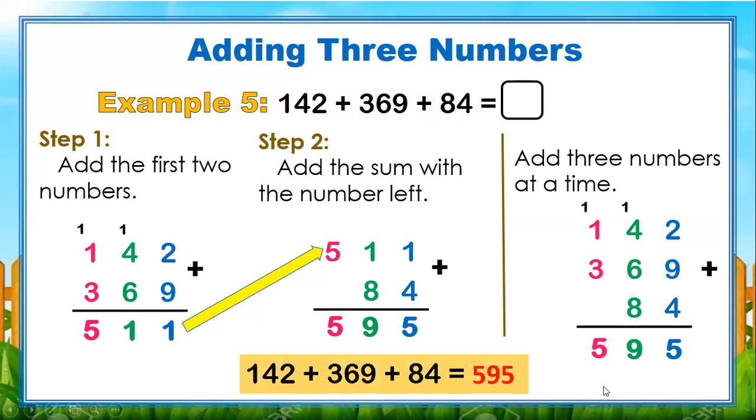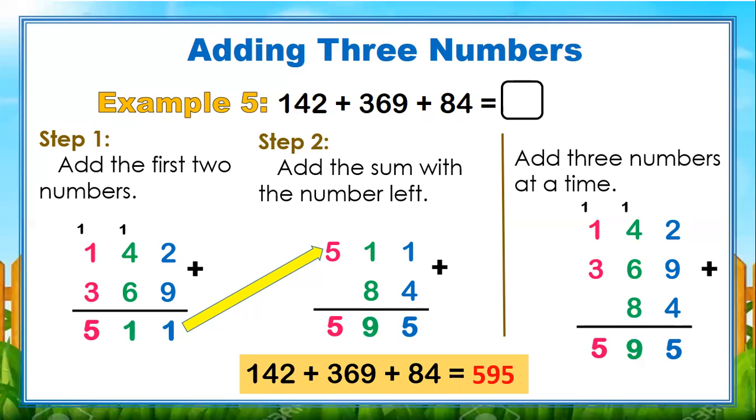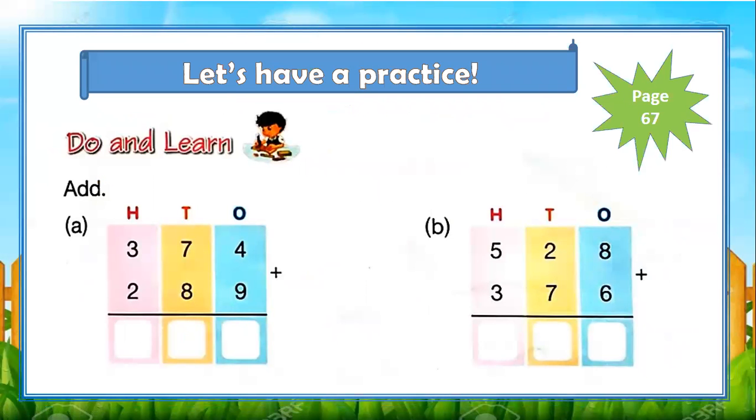So as you can see, we obtain the same answer. So we still get the same answer. 142 plus 369 plus 84 will give us the sum of 595. So if you don't have any question, let us have a practice.